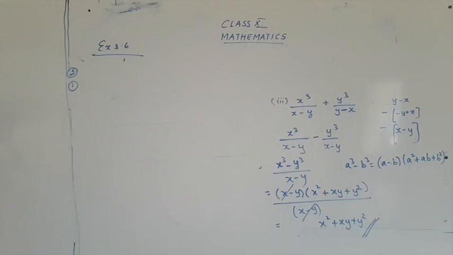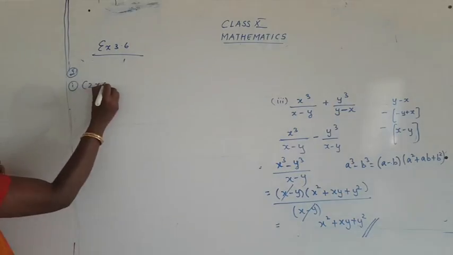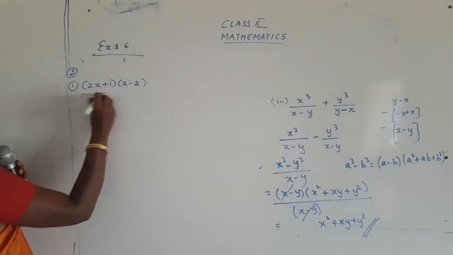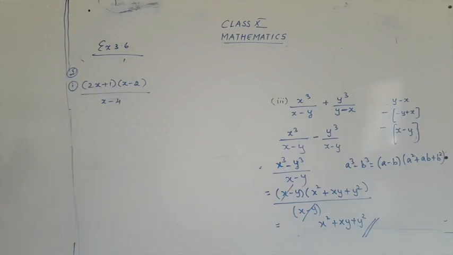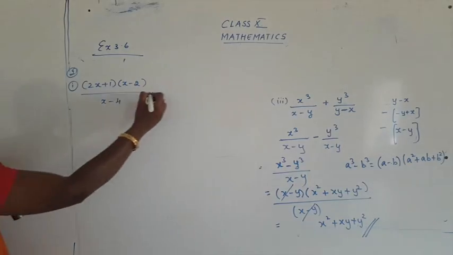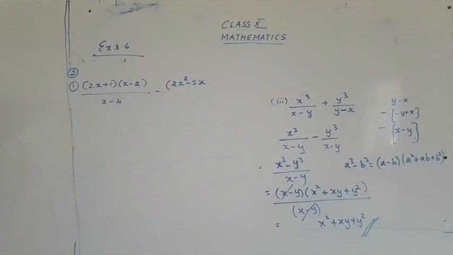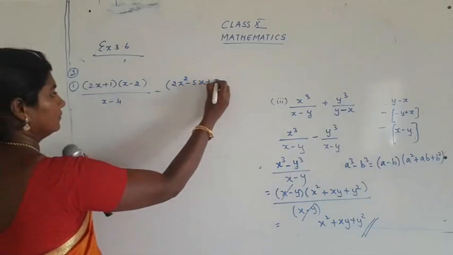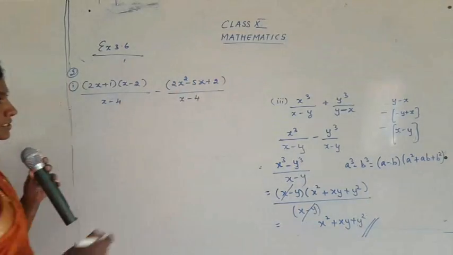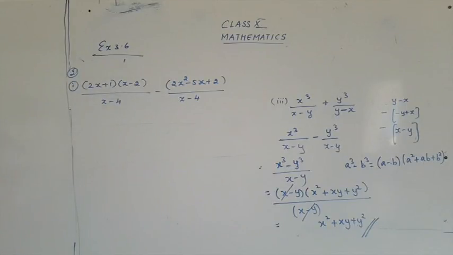So what's the question? 2x plus 1 into x minus 2 upon x minus 4, minus 2x square minus 5x plus 2 upon x minus 4. So this is nothing but a subtraction of 2 rational numbers with the like denominators. The denominators are same. Yes, for the first part you have the denominator x minus 4. For the second part also you have the denominator x minus 4.